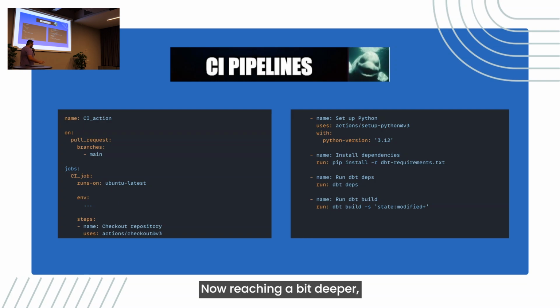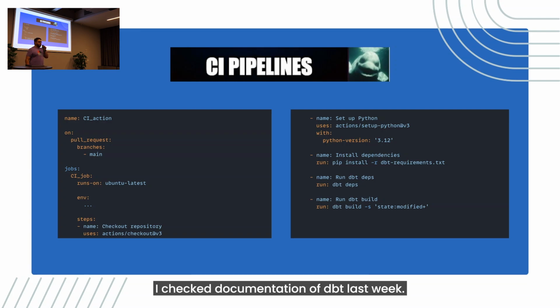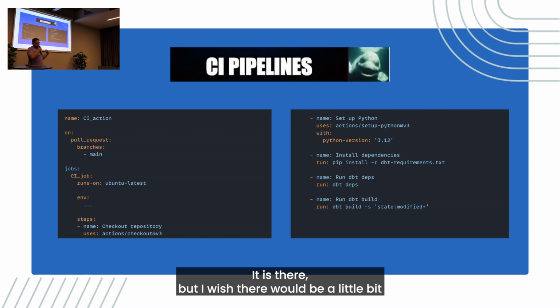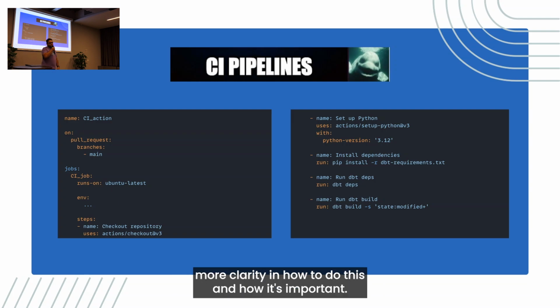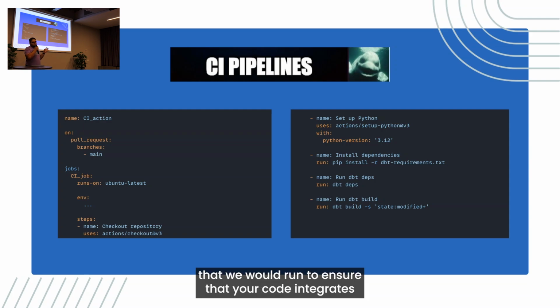Now reaching a bit deeper, another thing that I don't think is very well documented. I checked the documentation of dbt last week. It is there, but I wish there would be a little bit more clarity on how to do this and how it's important. And that is having a CI pipeline. CI stands for continuous integration. It's essentially things that we would run to ensure that your code integrates into your existing code base without breaking anything.